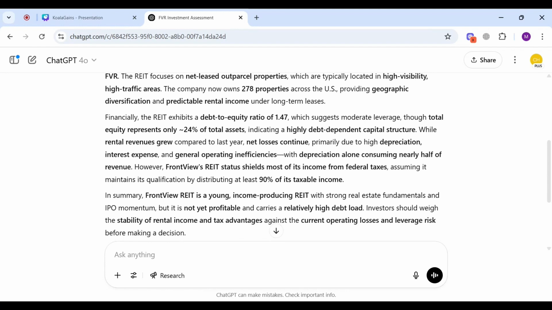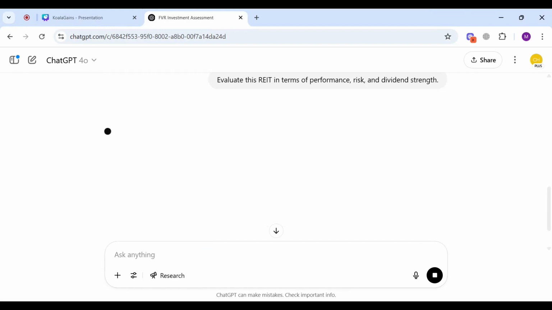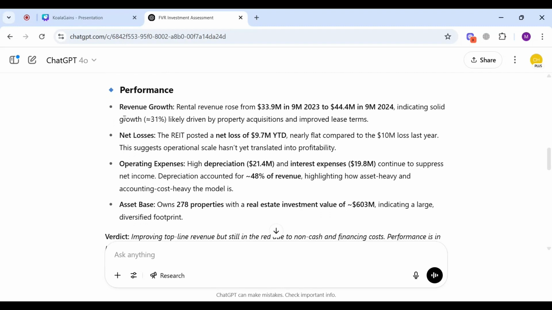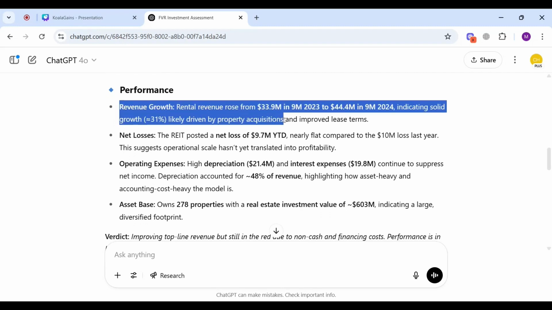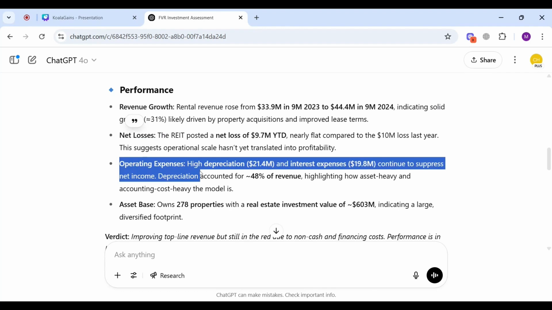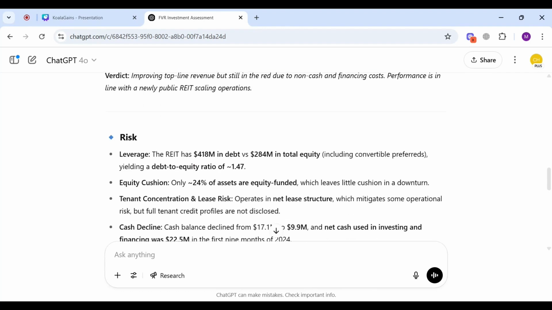Let me improve my previous prompt, where I added some factors like performance, risk, and dividend, and I'll ask the LLM to evaluate this REIT based on those factors. So let's see what response I get this time. Okay. It gave me an evaluation of this REIT in terms of performance, showing revenue growth and net losses. That means this company is making net losses, not profits. A little bit about its operating expenses, total assets, and the risk and dividend strength.